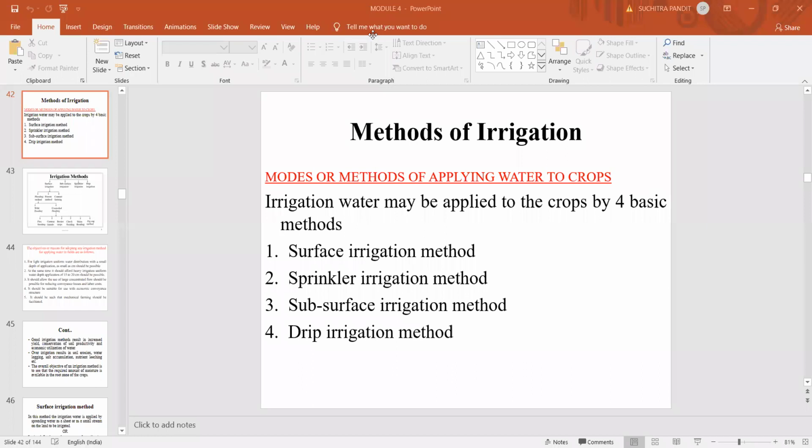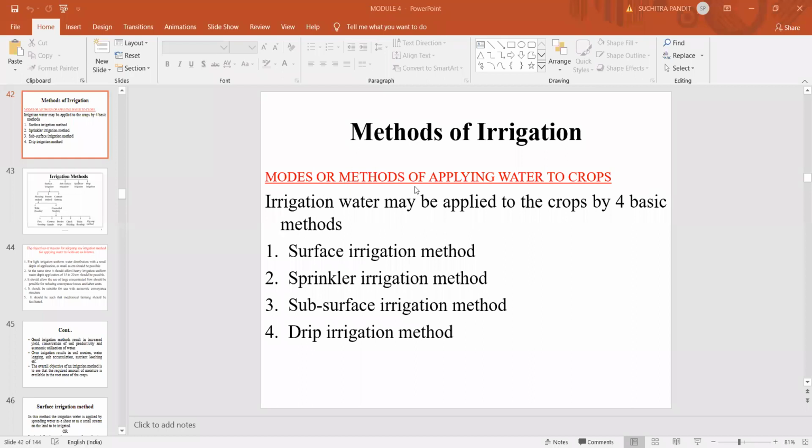So in the last class, we were discussing the various types of irrigation, and the three major types of irrigation: the first is diversion irrigation, the second is storage irrigation, and the third is storage cum diversion irrigation. So today we shall discuss what are the different methods of irrigation.